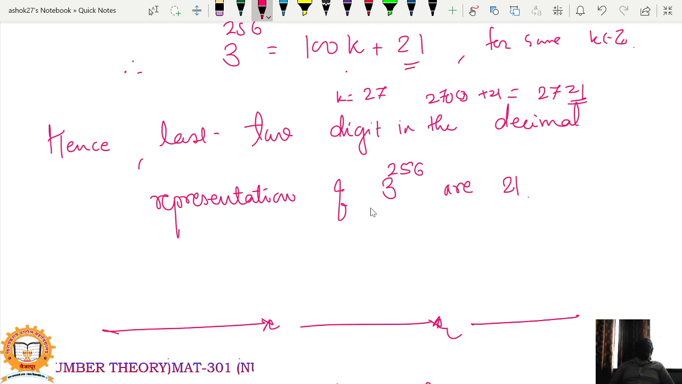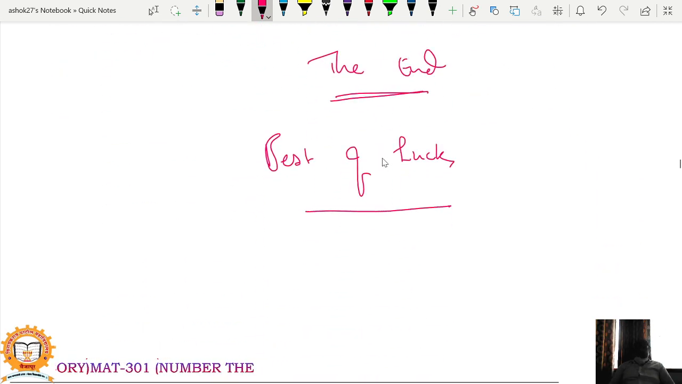And this is the solution of this problem, and this is the end of this course, that is number theory. So best of luck for your exam.